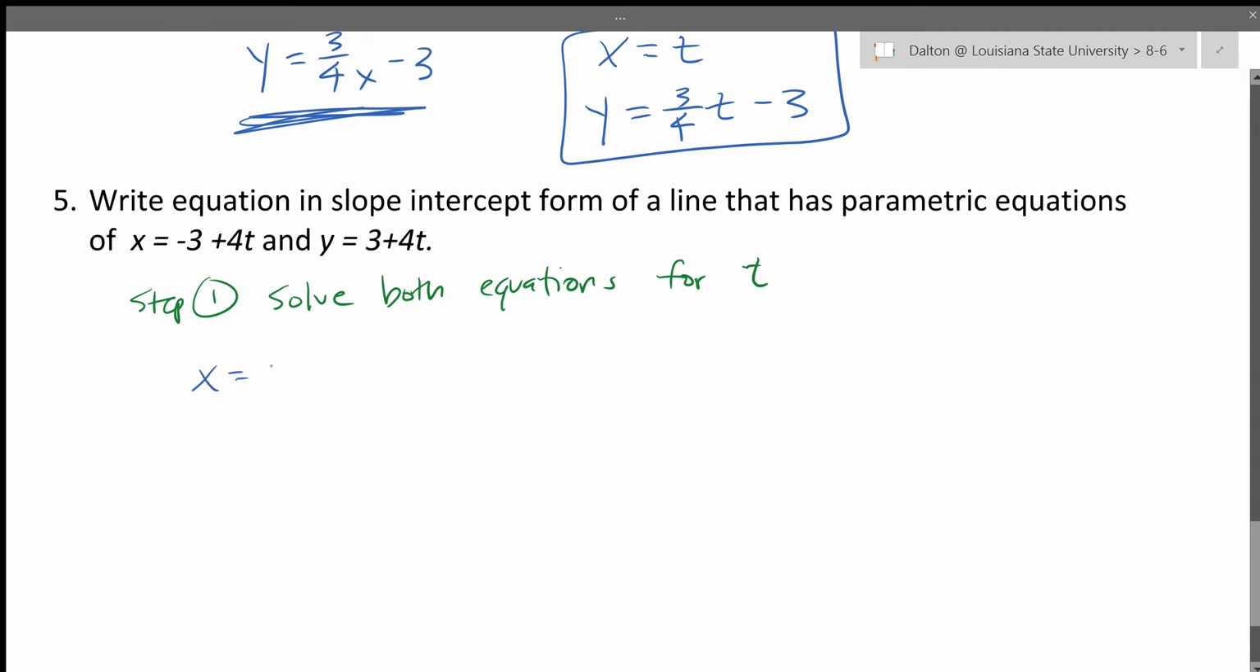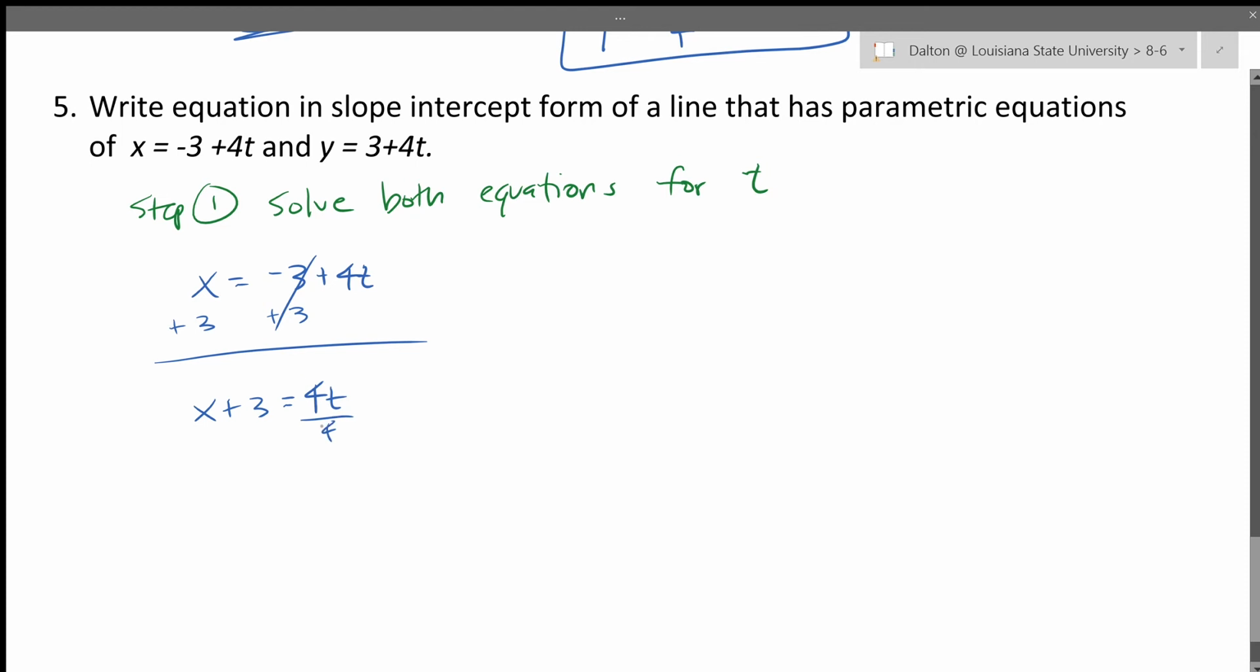In that first equation, x equals -3 plus 4t, I'm going to add 3 to both sides. Then I get x plus 3 equals 4t. To solve for t, I divide everything by 4, so t equals (x plus 3) over 4. Technically, could you write this as 1/4 x plus 3/4? Yes, absolutely. But I recommend leaving it in this form because the next part is easier that way. You could write it the other way and still solve the problem, but personally I think it's easier to keep it this way.